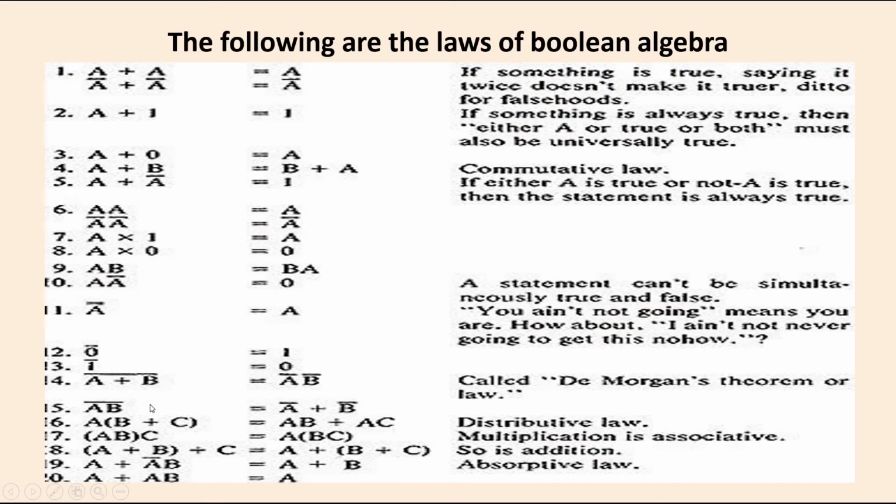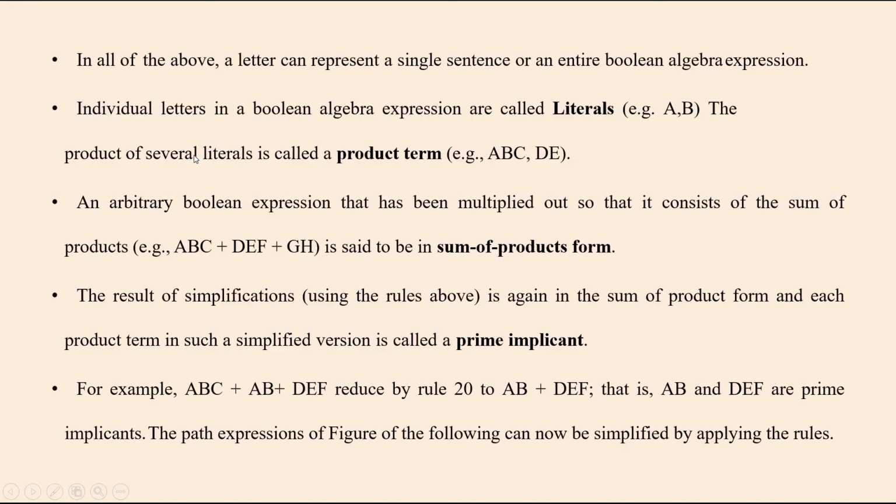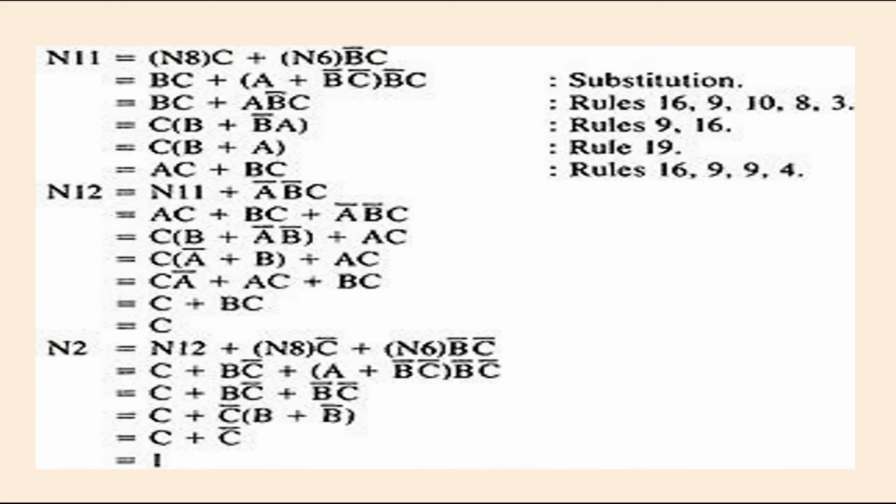What is the 16 saying? It's a distributive law. 9, AB is equal to BA. 8, A into 0 is equal to 0. 3 is nothing but A plus 0 is equal to A. So we have to substitute all these rules. So BC is equal to BC. So we have substituted A into B bar C plus B bar C bar B bar C.